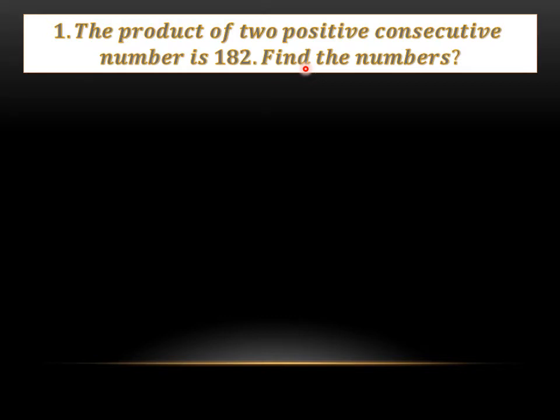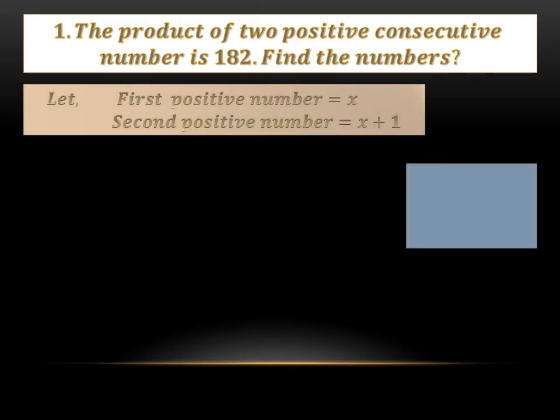For these types of questions, always remember what we have to find. We have to first suppose that. We have to find the numbers, and how many numbers? Two numbers, so we will suppose the two numbers. But those two numbers should be consecutive. So let's find out what the consecutive numbers are and how we suppose them. Consider the two consecutive numbers are 3 and 4.